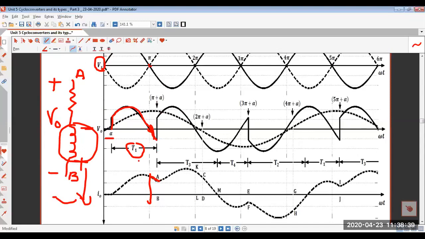But your SCR T1 is conducting because under the effect of negative voltage, this negative voltage would suppress the anode current, the forward current. So hence your current is reducing here. It is not increasing, it is reducing. Because of this reducing current, it will reduce to a certain value and ultimately at some value of omega t, your SCR T1 will be turned off.